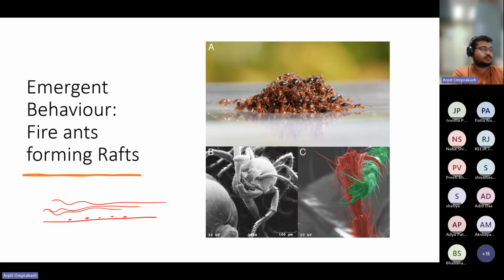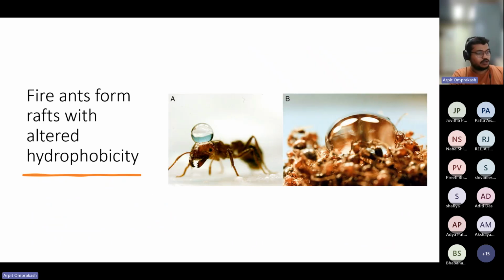So basically, what happens when these ants form these rafts? They have a lot of air pockets in between them, which trap air and give them a sort of buoyancy, so that even if a single individual ant is drowning, this whole raft structure will float in the water. And thus these ants are able to survive. So this aggregation also has some emergent properties that are not found in its components, that is, the ants.